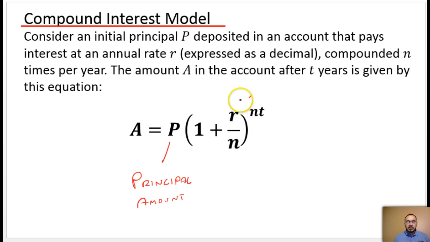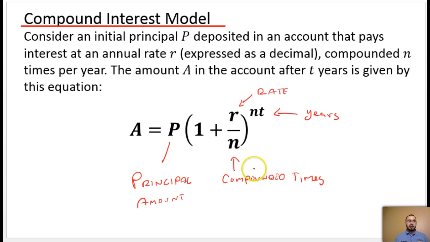Now, usually savings accounts come at a certain rate. So this is your rate. And in this model, the interest gets compounded n number of times per year. So this is the number of times compounded, and t is going to be the year, or the years. So how many times do they get compounded? We're going to be using this model to also model real life situations. So let's go ahead and look at an example of what this means.